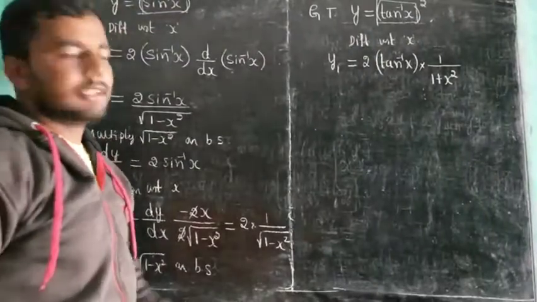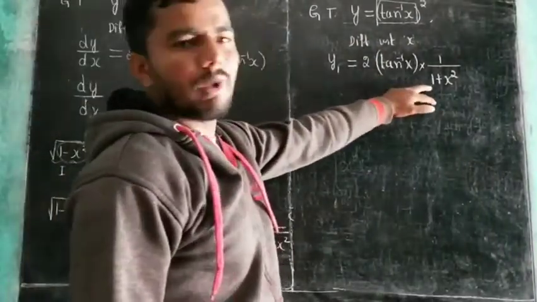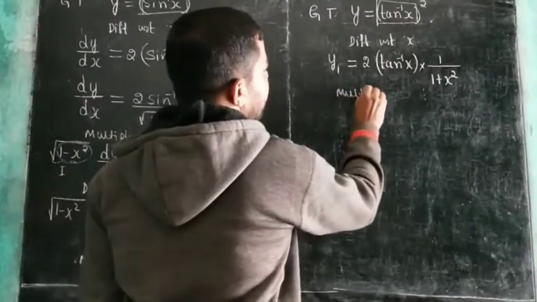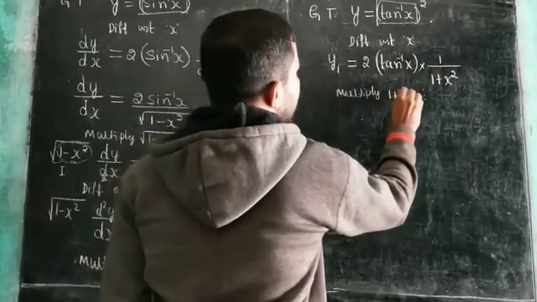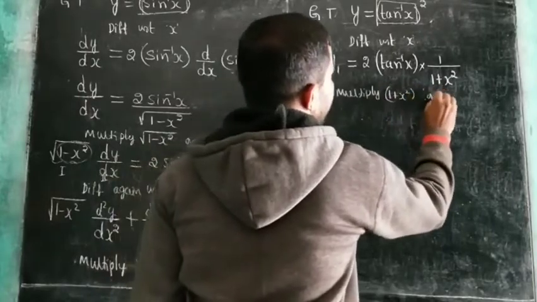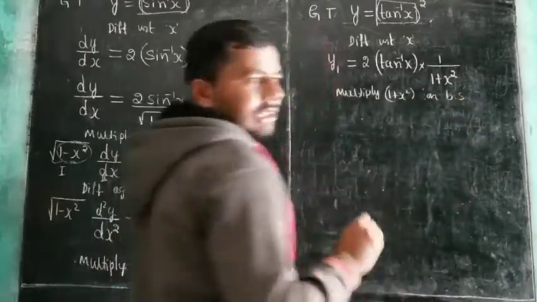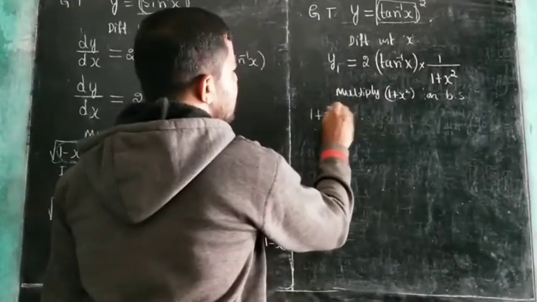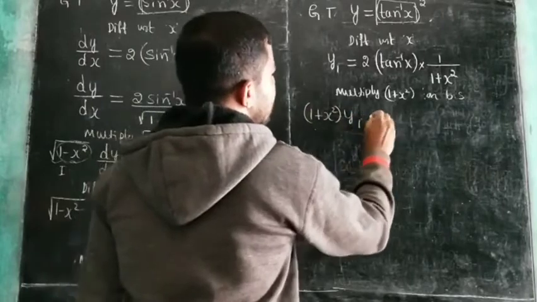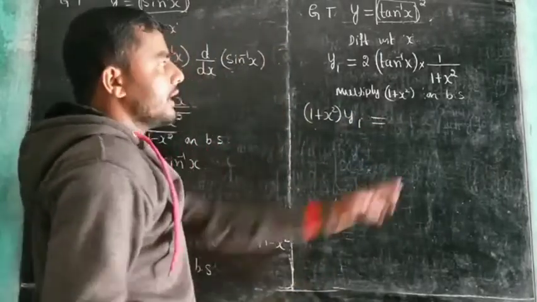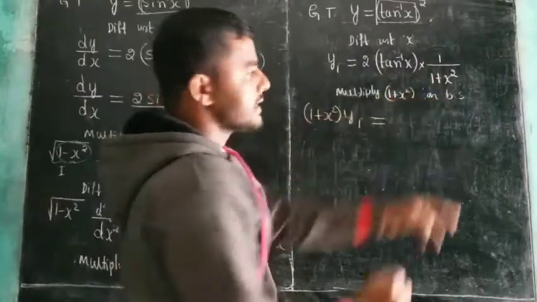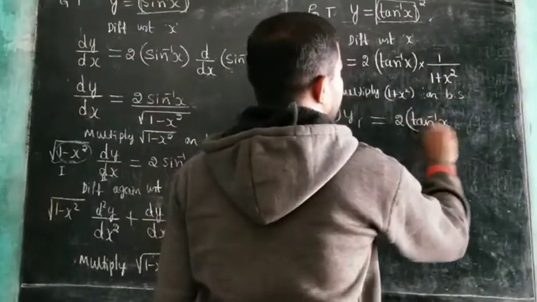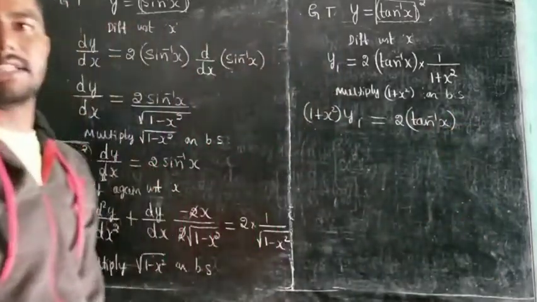In the next step, in the denominator we have 1 plus x square. So multiply 1 plus x square on both sides. Then it becomes 1 plus x square into y1 is equal to, here 1 plus x square are cancelled. The remaining is 2 into tan inverse x.